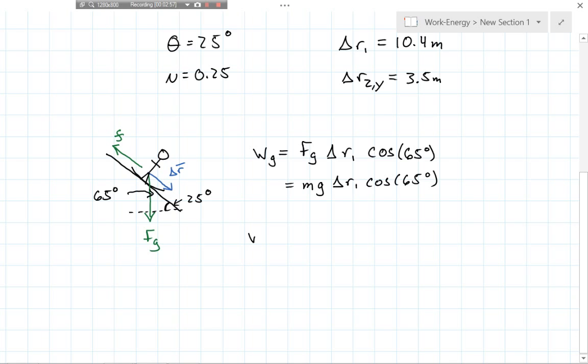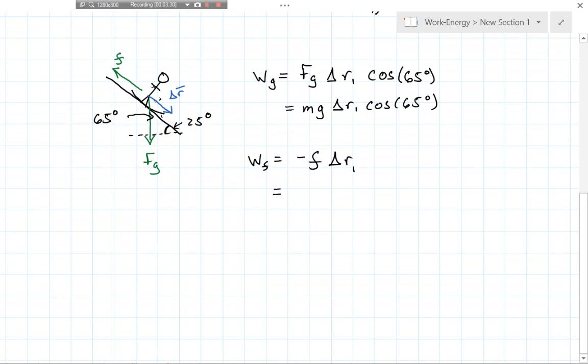Now, the work that's done by friction is going to be a little bit easier, because the frictional force always opposes the displacement. The displacement's down the ramp, the frictional force is up the ramp, so the angle between those two things is 180 degrees. And remember, cosine of 180 degrees is -1. It's going to be negative work because the force is opposing the motion. So the work done by the frictional force is just minus the frictional force times the displacement during the first part of the motion.